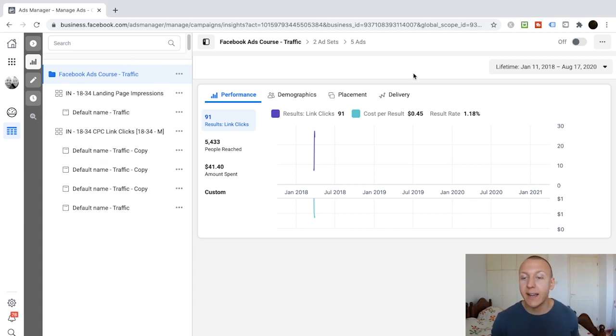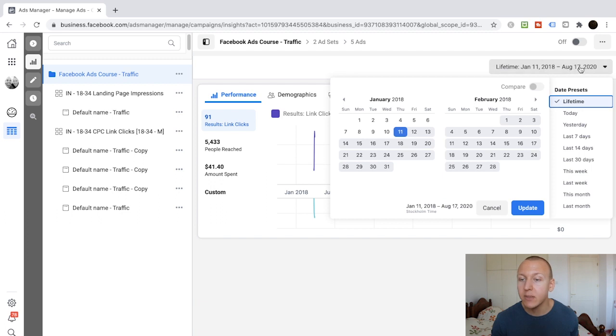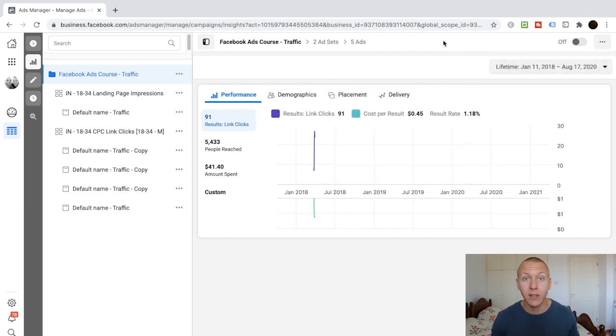Now, before we get into the actual chart, it's important to understand that this chart is going to be represented by the timetables, the time presets that you decide to use here, all right? So now we're using lifetime because we're looking at an old Facebook ads account here, all right? So if we're going down and starting off, we have performance, demographic, placement, and delivery. We're just going to start off at performance. This is what we came for. This is the visual representation.